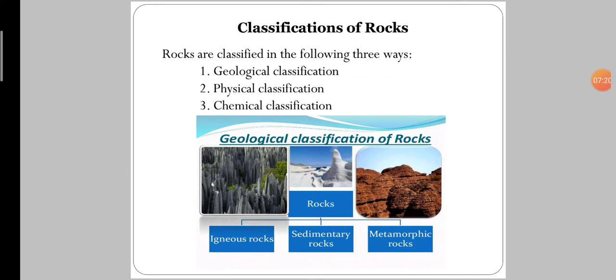These are the examples for sedimentary rocks. It is formed by the deposition of other products.